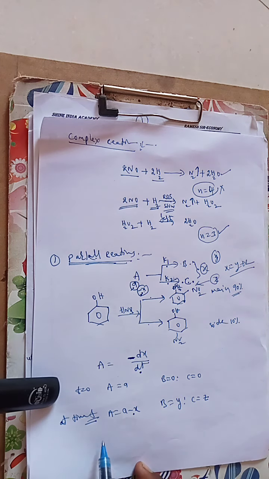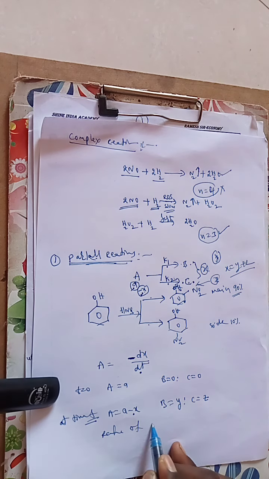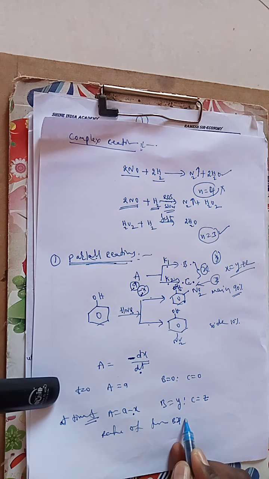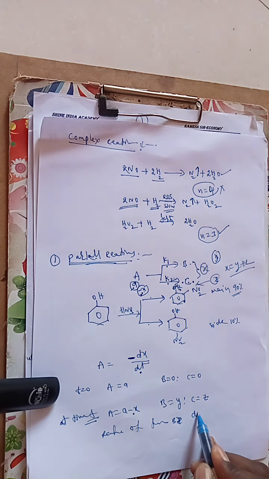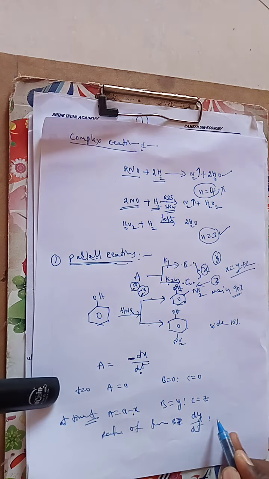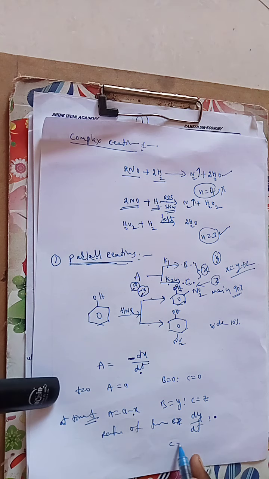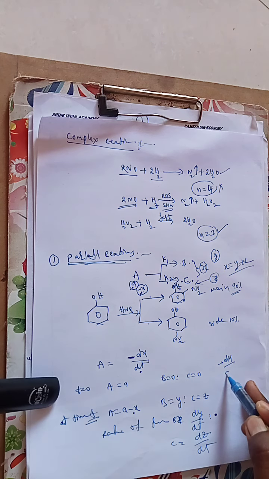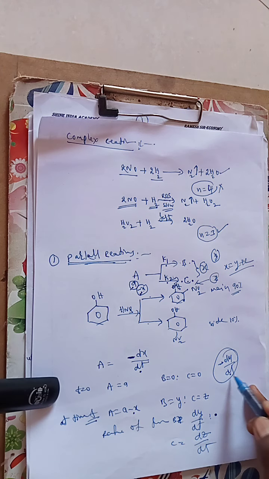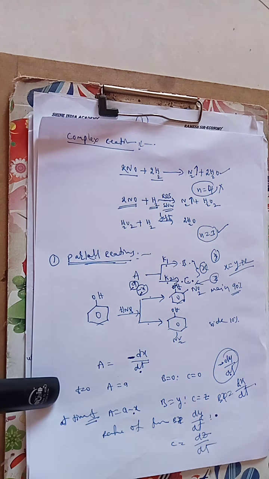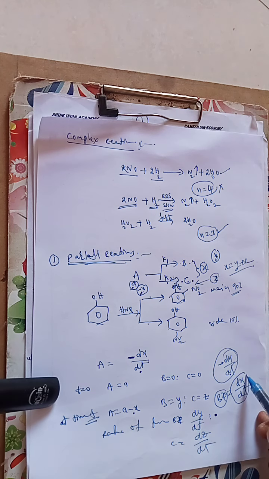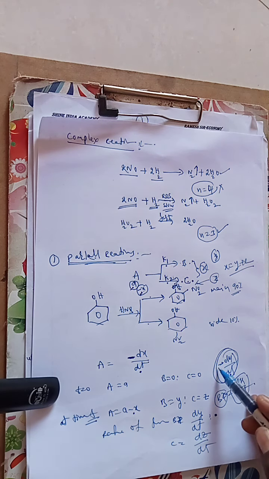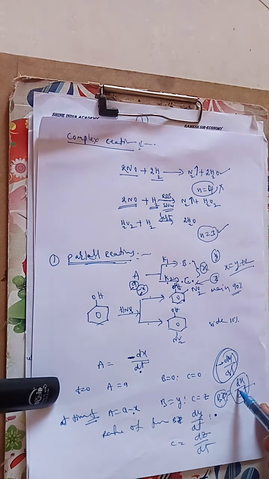Rate of formation of B and C: B is equal to dy by dt, and rate of formation of C, what's happened? C is equal to dz by dt. A is equal to minus dx by dt, and nothing but B and C together, simply we can write as dx by dt. Clear? B and C is dx by dt. Why? Because A equals B and C, minus dx by dt. B and C is equal to dx by dt.